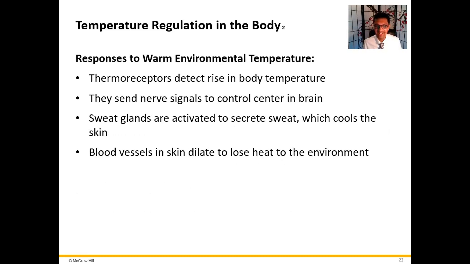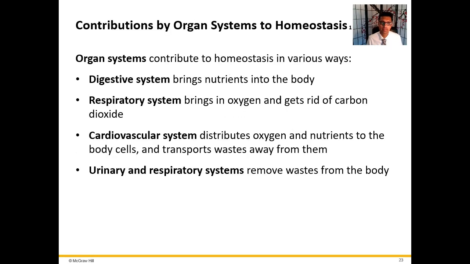What about if you get hot? Today it's like 99 degrees, so hot. Thermoreceptors detect a rise in body temperature. They send nerve signals to the control center in the brain. Sweat glands are activated to secrete sweat, which cools down the skin, and the blood vessels in the skin dilate to lose heat to the environment. So vasodilation causes you to lose heat. Vasoconstriction is there to preserve the heat. All right.